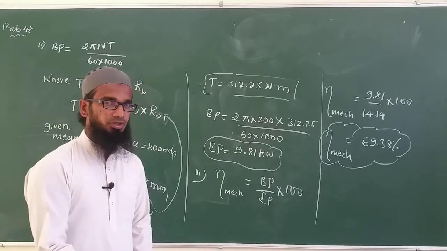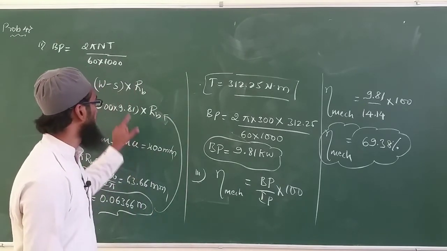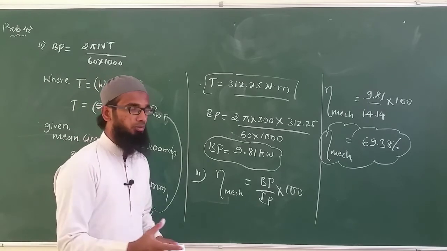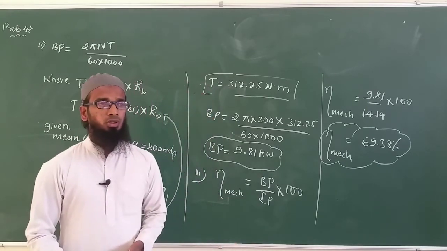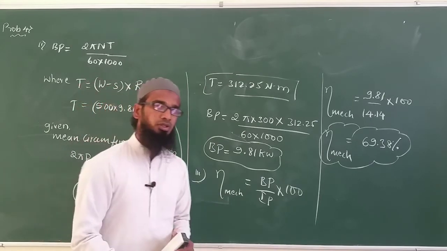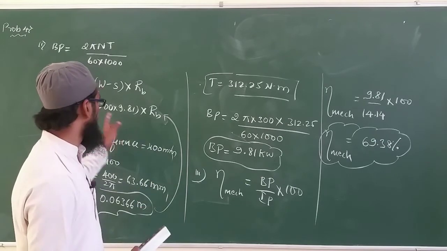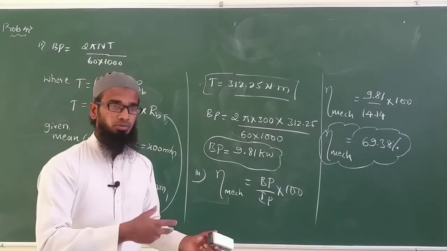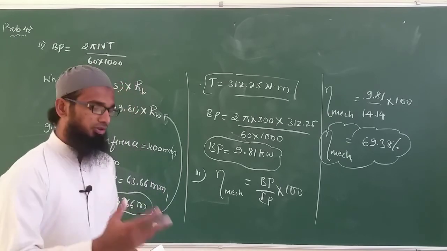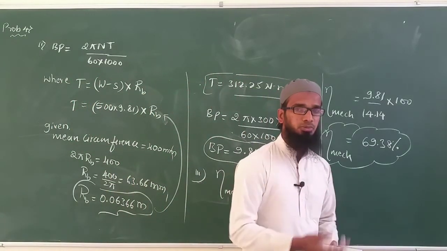Okay, the problem is very simple. The only thing is that we have to concentrate here to calculate the torque, which is given by the effective brake load into the radius of the brake drum. Effective means we have to consider both things: W indicates the dead weight and S indicates the spring balance reading. Considering both gives the value of the effective brake load. Okay, now this is a very simple problem.